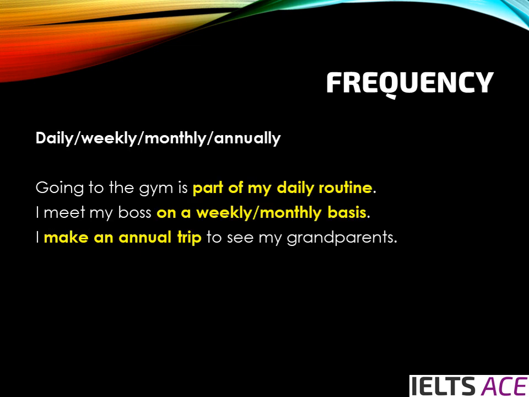Another way that we can talk about this is to use the words daily, weekly, monthly, and annually. So going to the gym is part of my daily routine. In other words, it's something that I do every day. I meet my boss on a weekly or monthly basis. So if I meet him weekly, it's once every 7 days. If I meet him monthly, it's once every 4 weeks. I make an annual trip to see my grandparents. So once a year, I go and visit my grandparents.